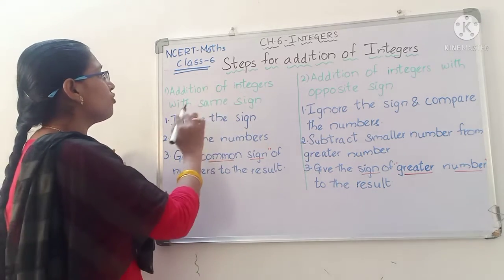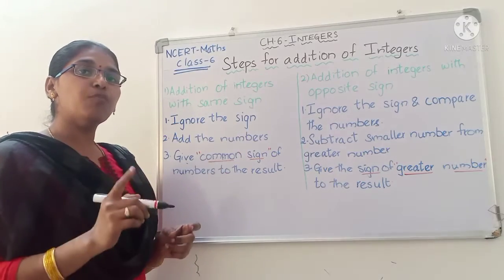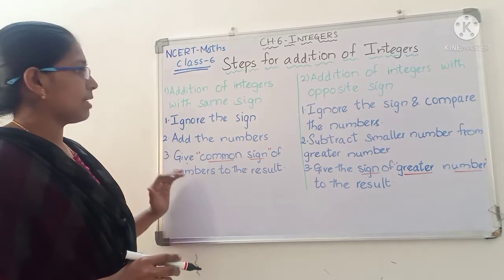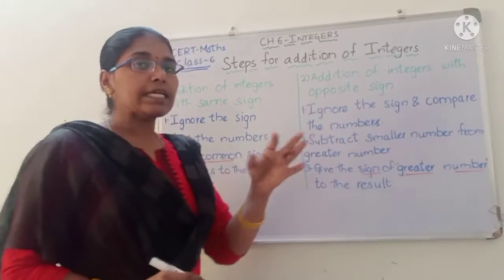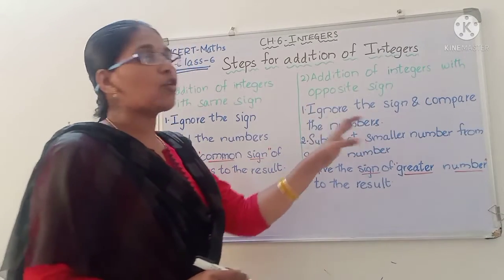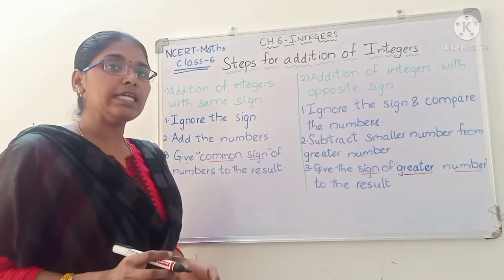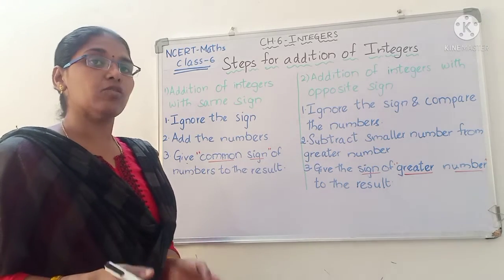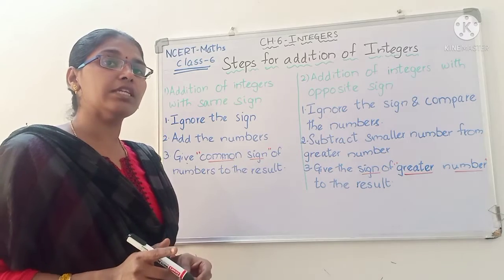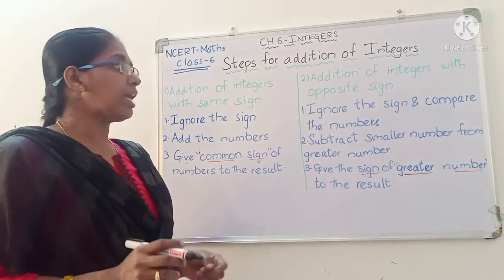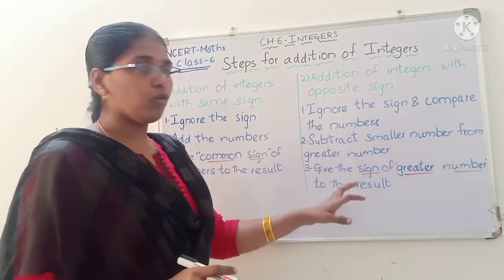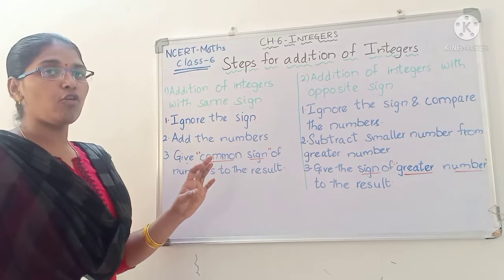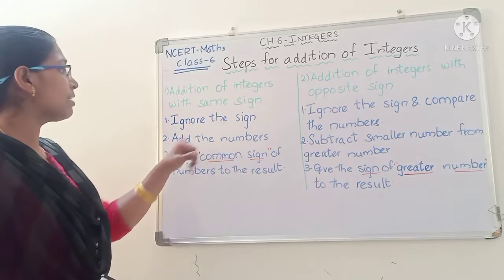First case is addition of integers with same sign. If both integers are of the same sign, you should follow these steps. The other case is addition of integers with opposite sign, that is, when you are adding integers, one integer may be positive, another integer may be negative. That is, the signs of the two integers you are adding are different. In that case, you should follow these steps. First, let us see what steps you should follow when you are adding integers with same sign.